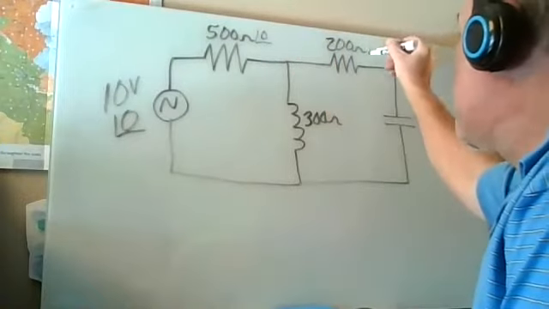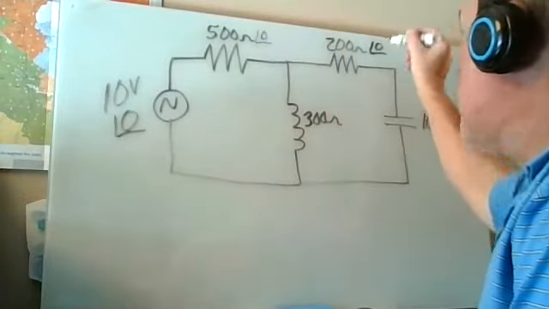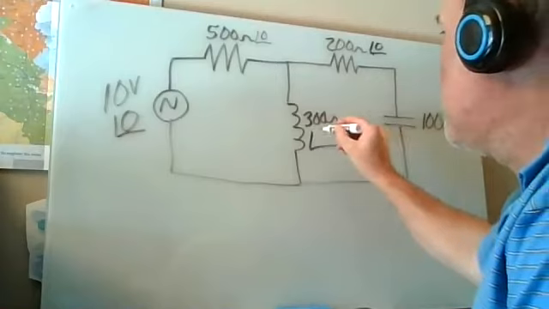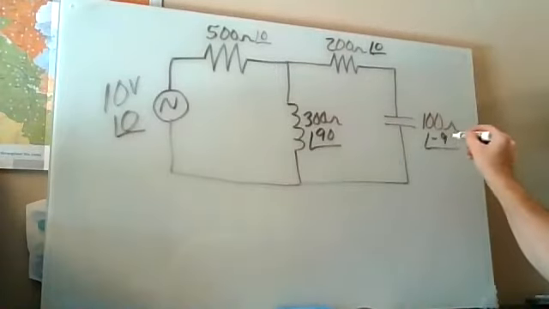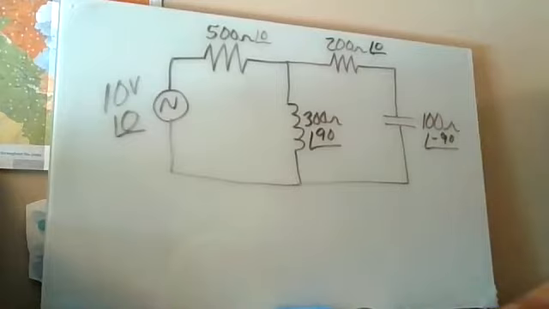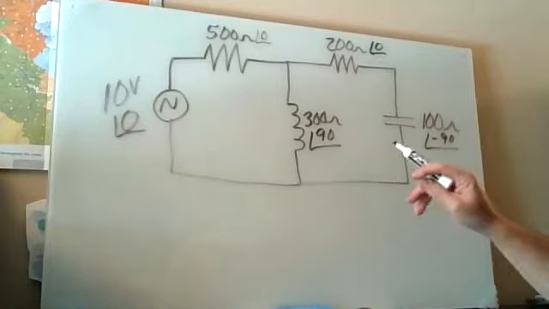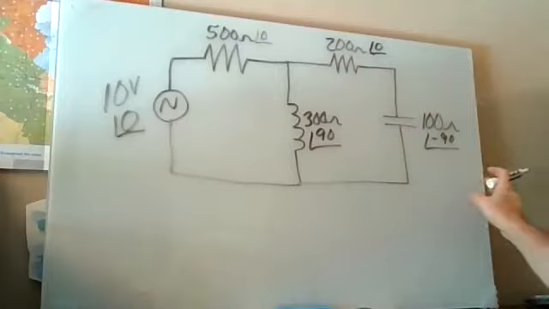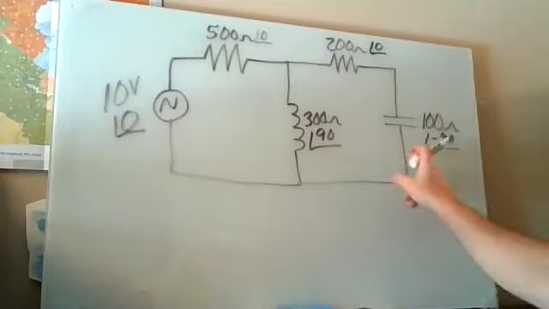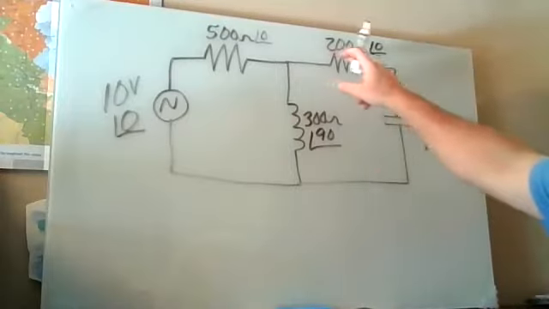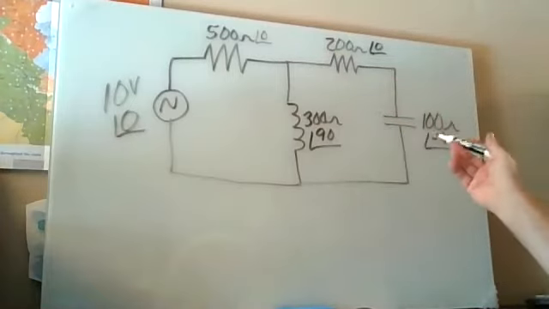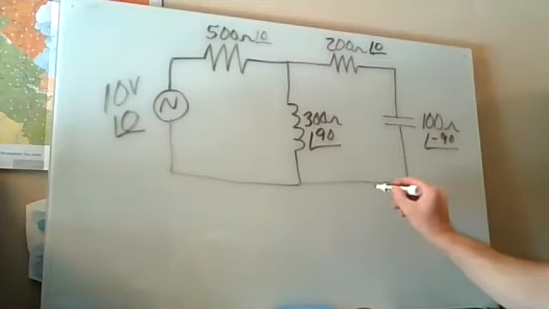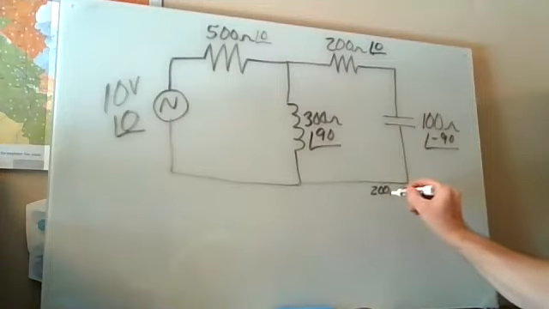I know my resistors have an angle of 0, my inductors are 90, and my capacitors are negative 90. Now I'm going to do the same thing: go farthest away from my source if I can, which I can. These two are in series. In series, it's pretty easy. I'm just going to add them up.